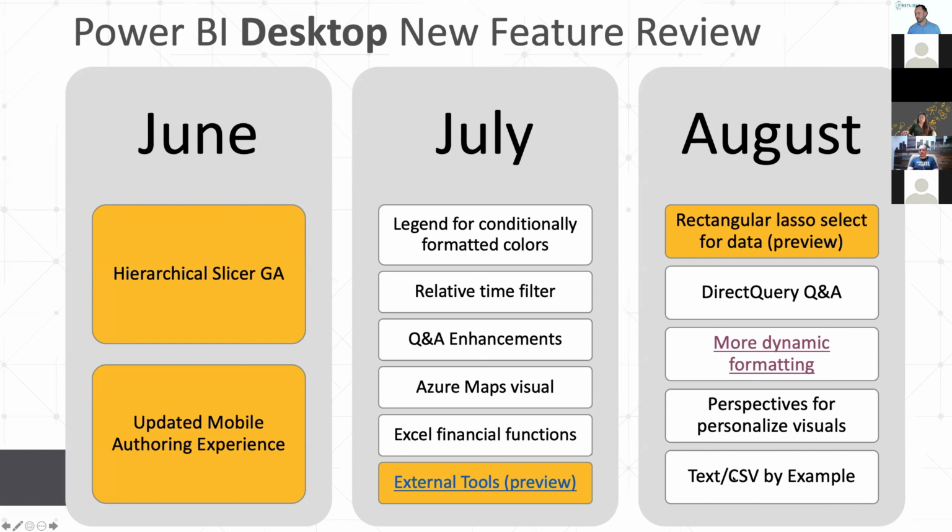And then text and CSV by example is a neat feature where when you're importing CSV files, you can say, hey, I want to show you how I want to transform this CSV file and see if it can figure it out. Basically, it'll try to figure out the right M code based on an example that you give it. So pretty neat in the Power BI Desktop world.